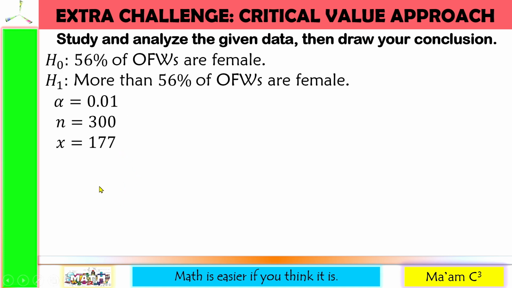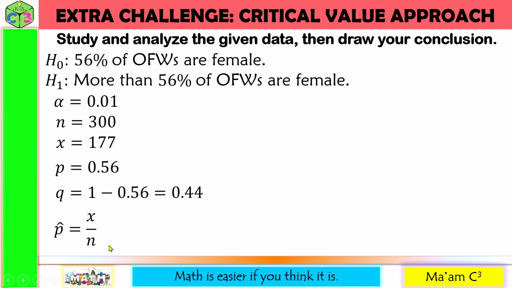So we still have to compute for the z-value. So first, let us determine our P. Our hypothesized proportion is 56%. So P is equal to 0.56. Then let us solve for our Q, and that would be 1 minus 0.56, and that is 0.44. Let us also solve for our P hat, and that is equal to X over N. So that would be 177 divided by 300. And this will give us 0.59.